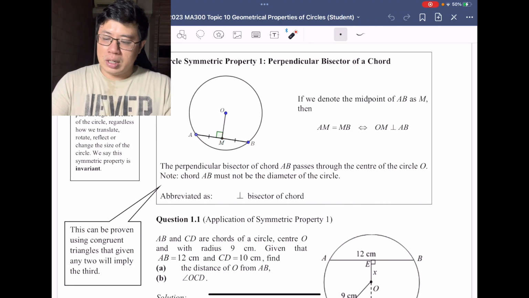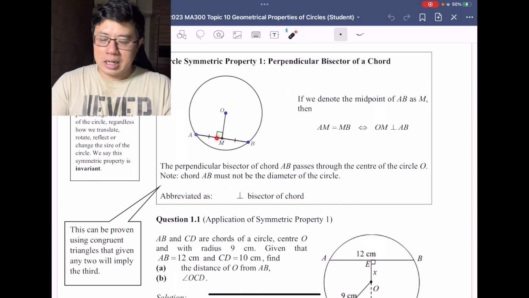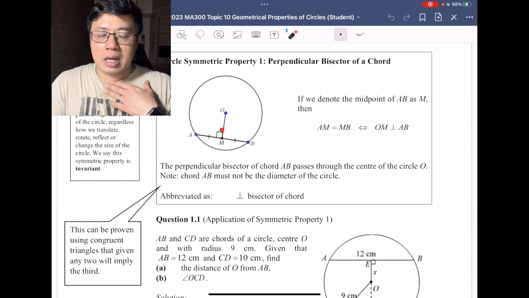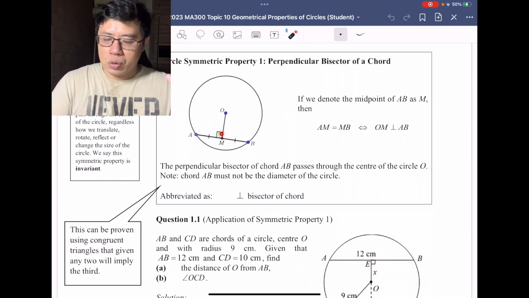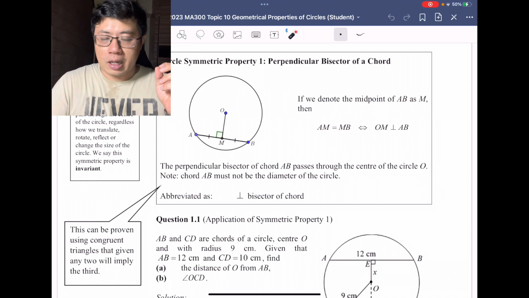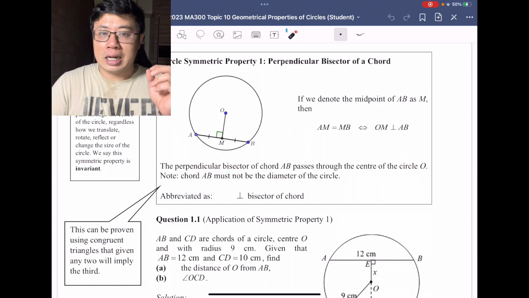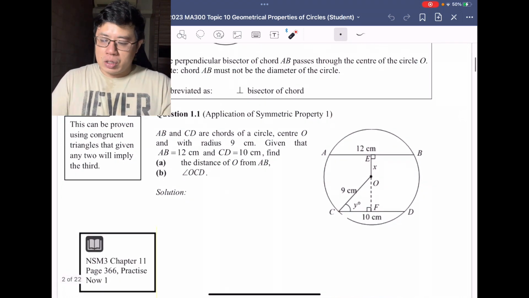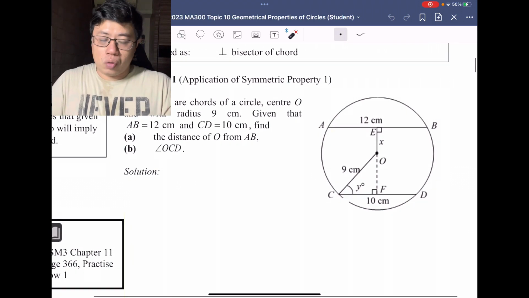It says that if we denote the midpoint of AB as M, then a line passing from the center of the circle will cut the chord into two equal parts. So AM will be equal to MB. That's what they mean by bisect. Bisect means to cut into two equal parts, and also OM will cut AB at 90 degrees. That's why it's called a perpendicular, which means 90 degrees, and bisector, which is to cut into two equal parts. So next, we look at question 1.1.